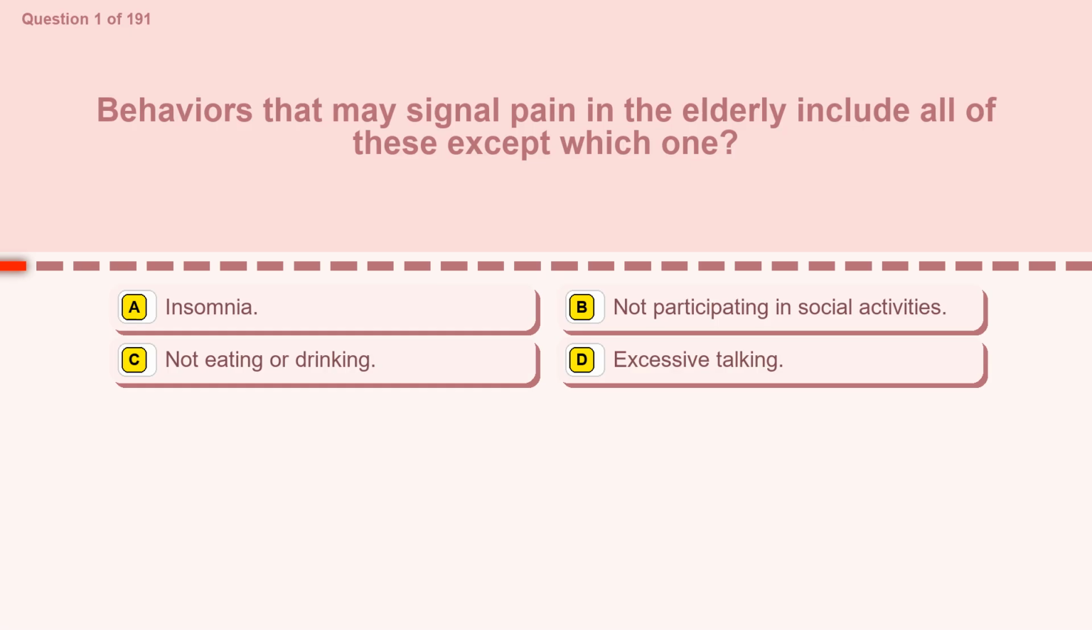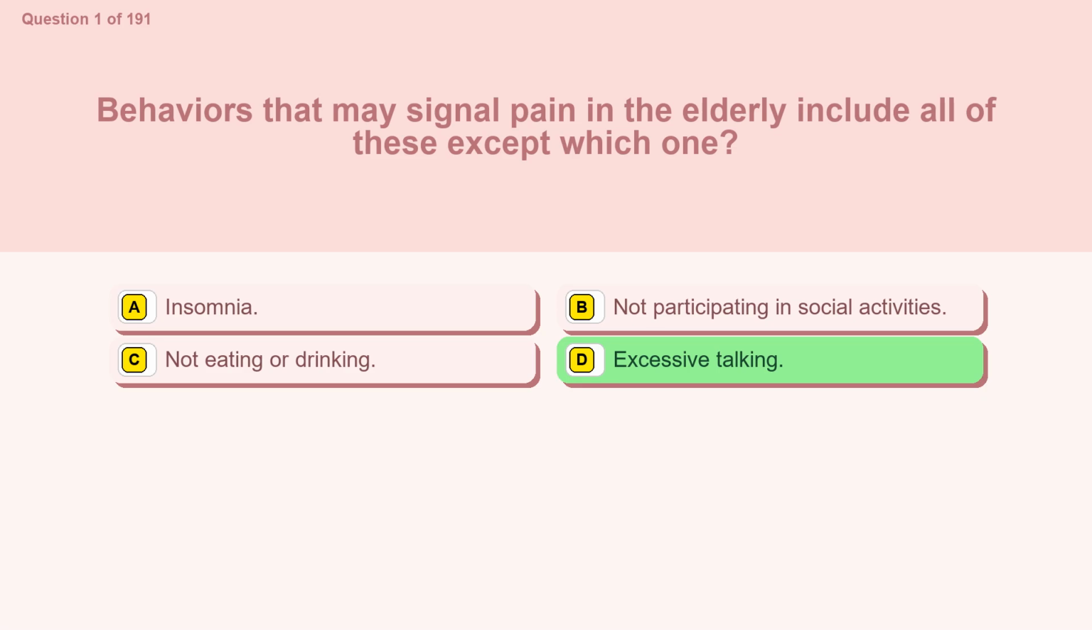Question 1. Behaviors that may signal pain in the elderly include all of these except which one? Option A. Insomnia. Option B. Not participating in social activities. Option C. Not eating or drinking. Option D. Excessive talking.